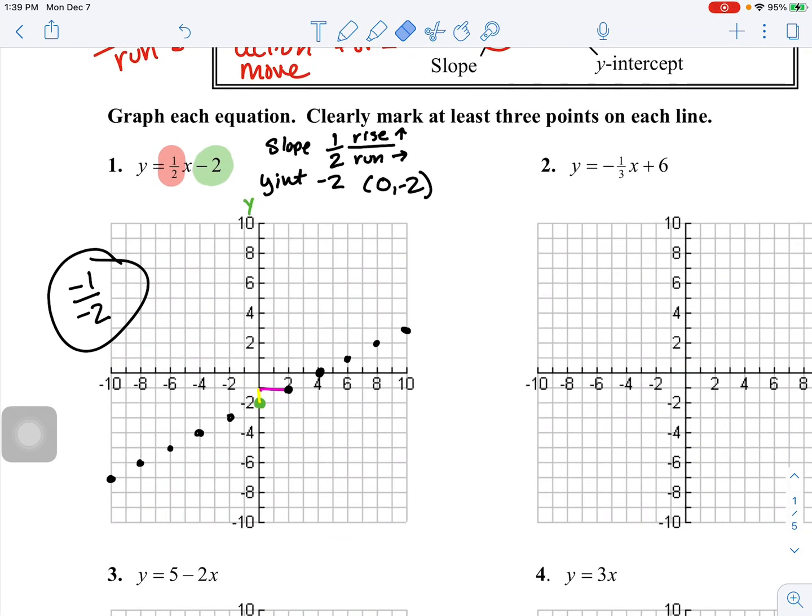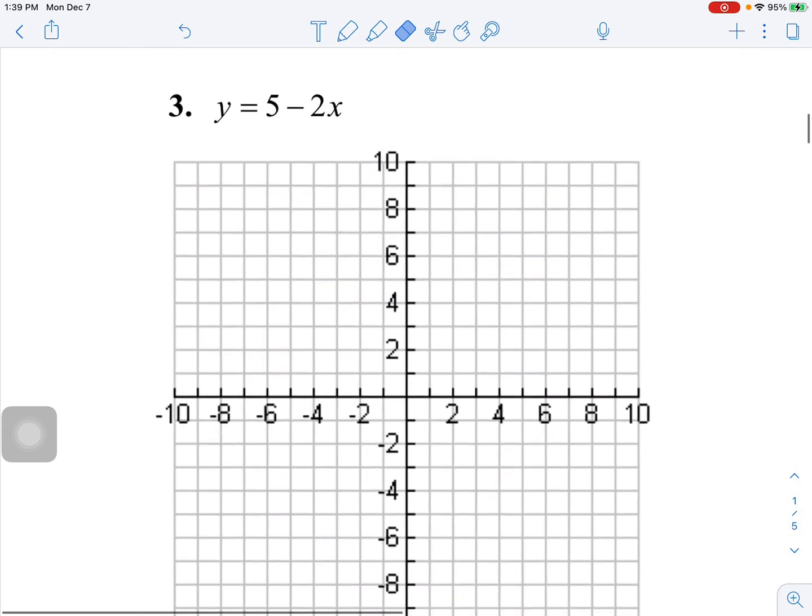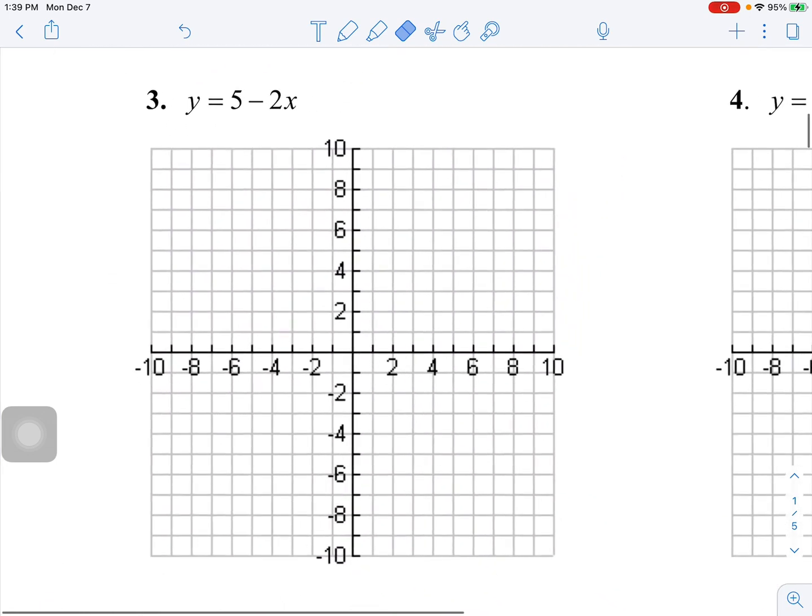Okay, so let's see this one. They're trying to trick you a little bit. So first I'm going to look at my equation. I'm going to say I need to find the slope, and that's the number that's attached to x.